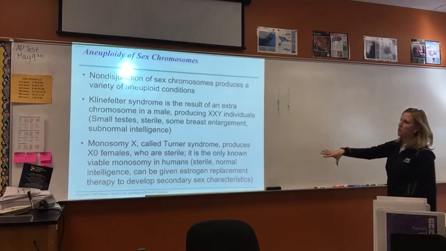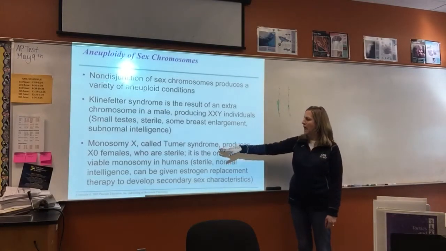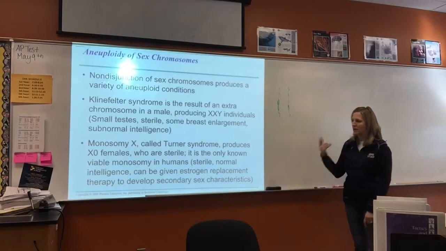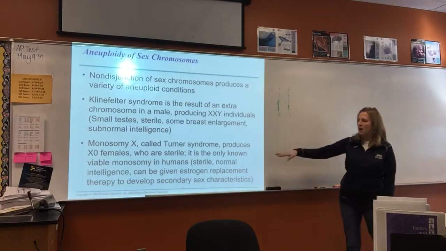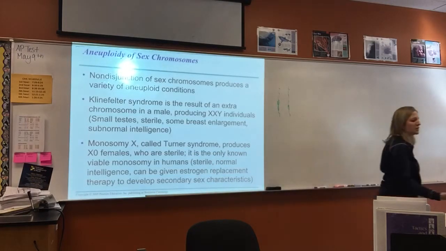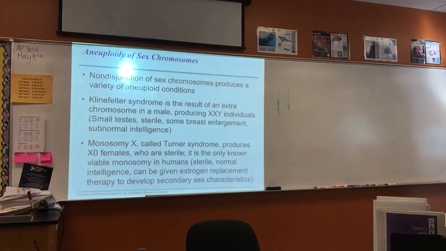Turner syndrome, which we wrote earlier, is monosomy X, so they have just the X0 female, they only have the 1 X. They're also sterile, and this is the only known viable monosomy in humans, meaning that viable means living, able to survive, all right? So they're the only ones that are able to survive into adulthood and so on. So notice here, they're sterile, but they have normal intelligence, unlike the Klinefelter syndrome.